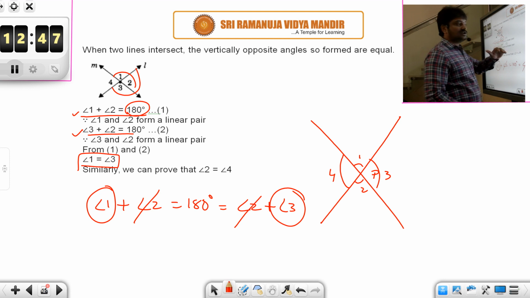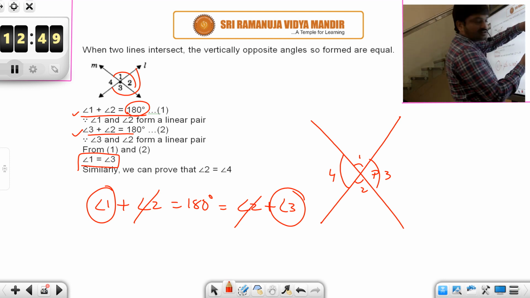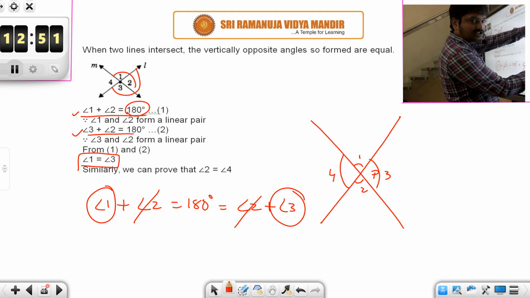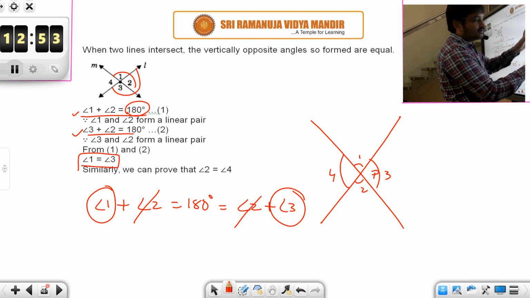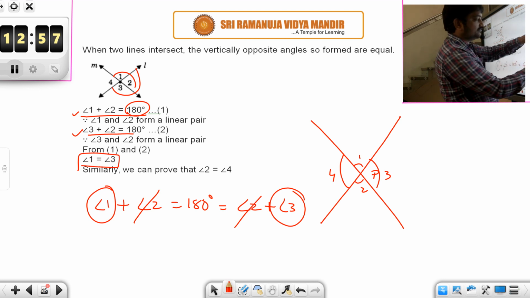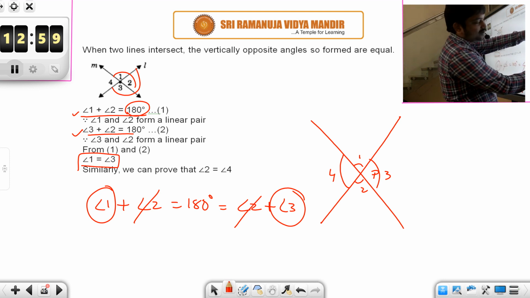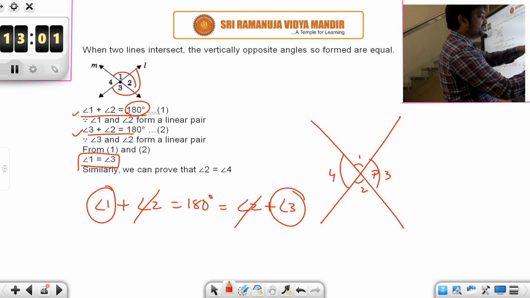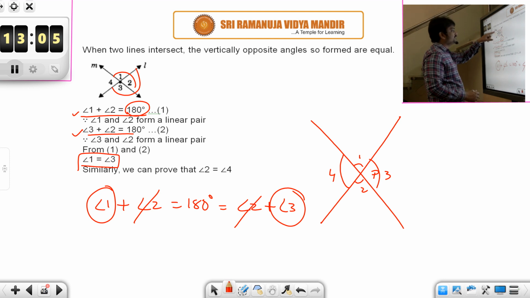So what do we mean by vertically opposite angles? Among the four angles, the angles opposite to each other. Don't consider the linear pair, because for linear pairs the sum is 180. Here we are saying vertically opposite angles are equal. That is, in this figure 1 is equal to 2 and 3 is equal to 4. In this figure 1 is equal to 3 and 2 is equal to 4.